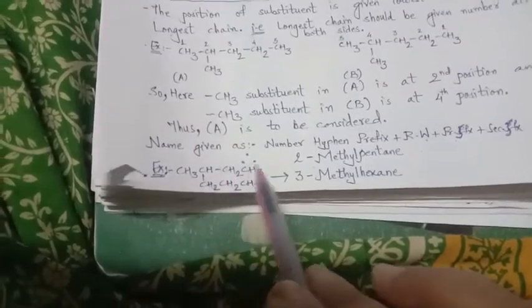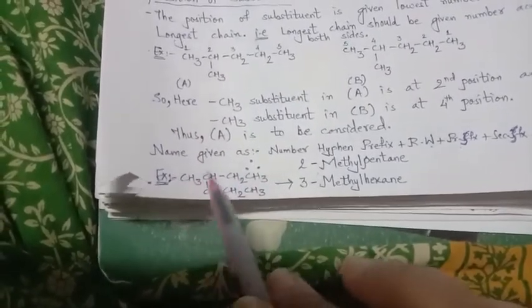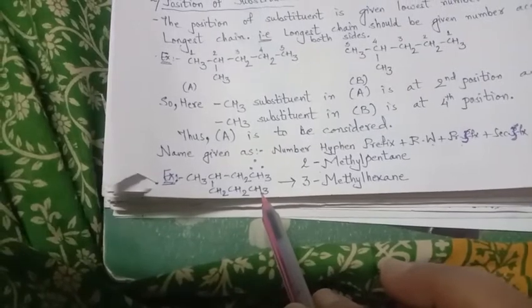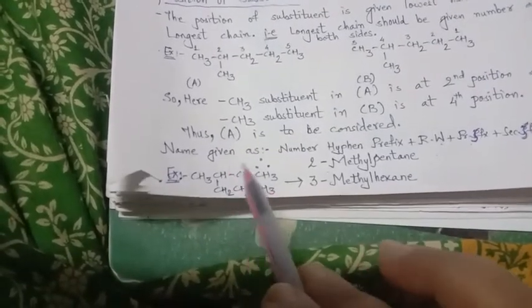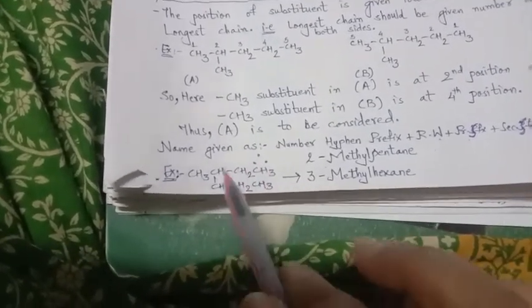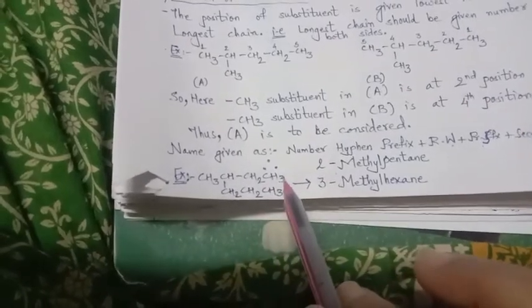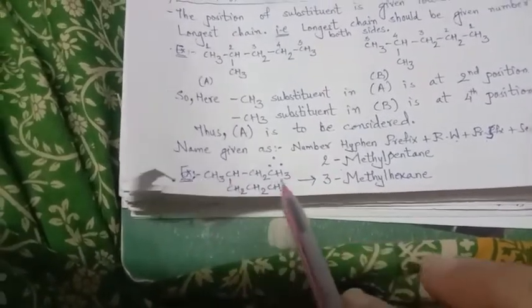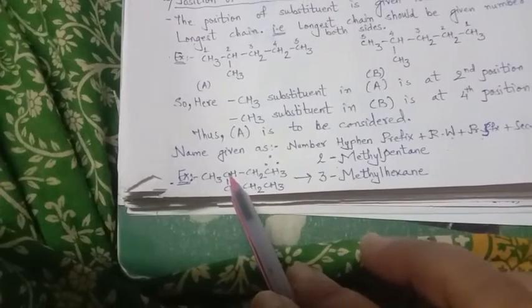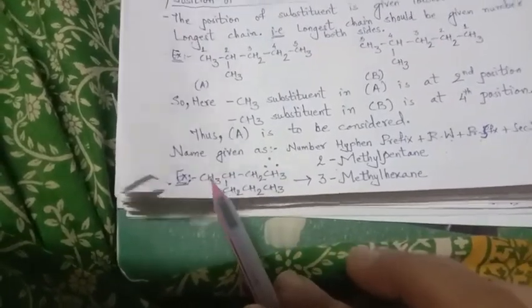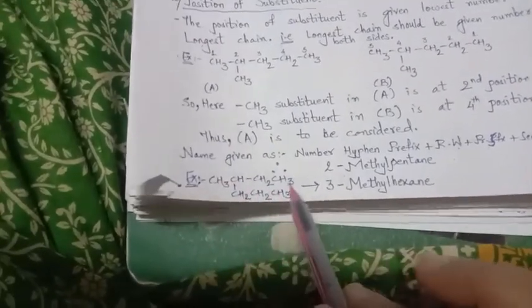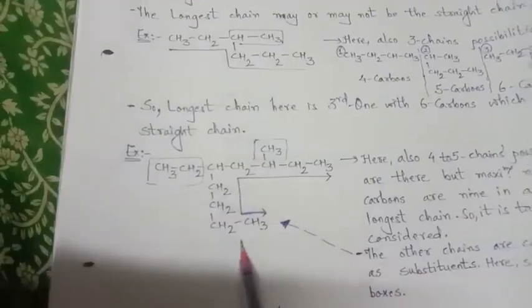1, 2, 3, 4 carbon. 1, 2, 3, 4, 5. 5 carbon. 1, 2, 3, 4, 5, 6. So 6 is hexane. And if we consider here, 1, 2, 3, on third. 1, 2, 3, 4 on fourth. So we will go for the 3. So 3-methylhexane. Clear? So from this we can have the name of this compound also.